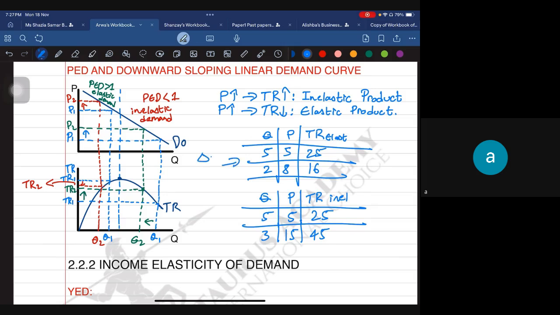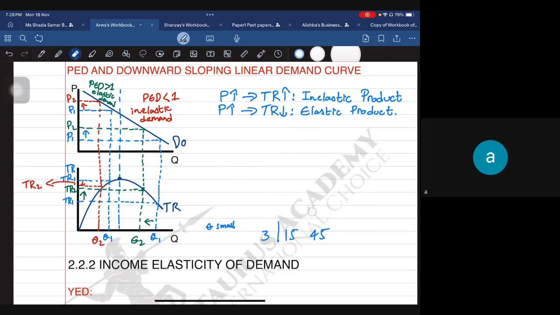Here, the change in price was small, but the change in quantity demanded was big. There, the change in price is large and the change in quantity is small. So you see the difference here. So this graph makes sense now.